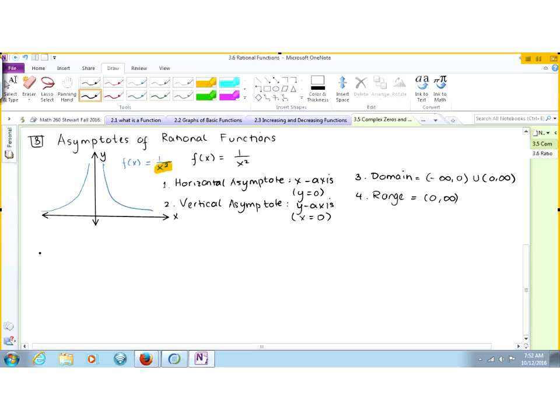So now let's talk about vertical asymptotes. We will use the reference of f of x equals 1 over x and f of x equals 1 over x squared a lot of times. So you need to know the graph of both, sort of. So how do we find vertical asymptotes? Suppose f of x is equal to p of x divided by q of x in its lowest terms.